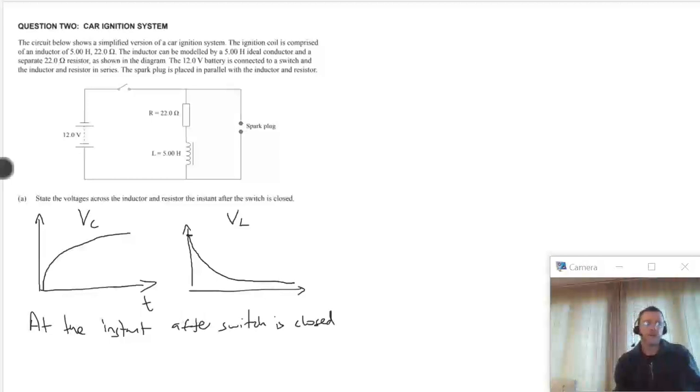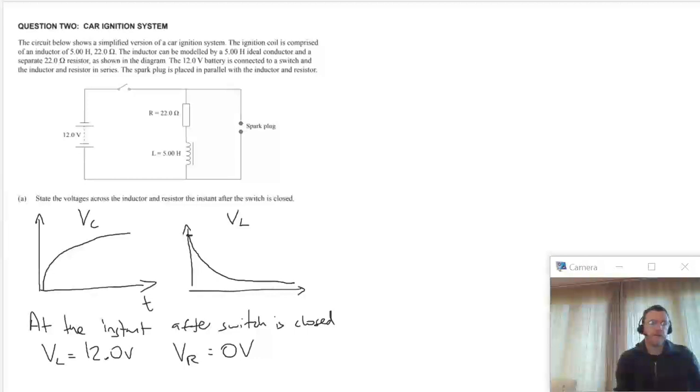After the switch is closed, well, immediately the inductor voltage is actually going to be 12 volts. VL equals 12.0 volts, and leaves no voltage for the resistor at that particular time. And that's because there's essentially an infinite rate of change of current at that moment. So the inductor takes the maximum voltage available.